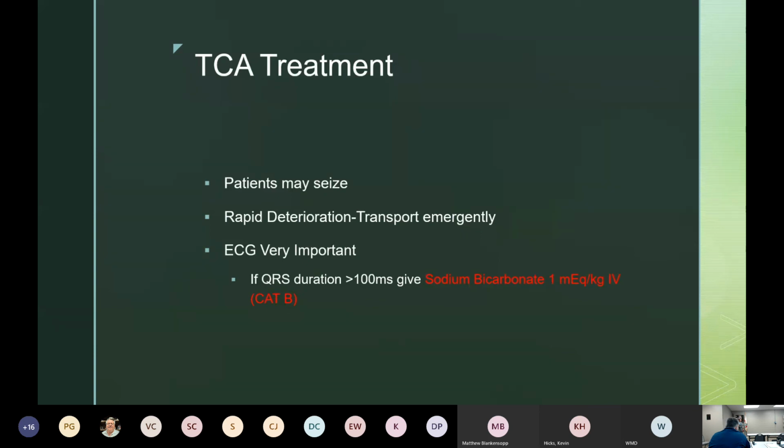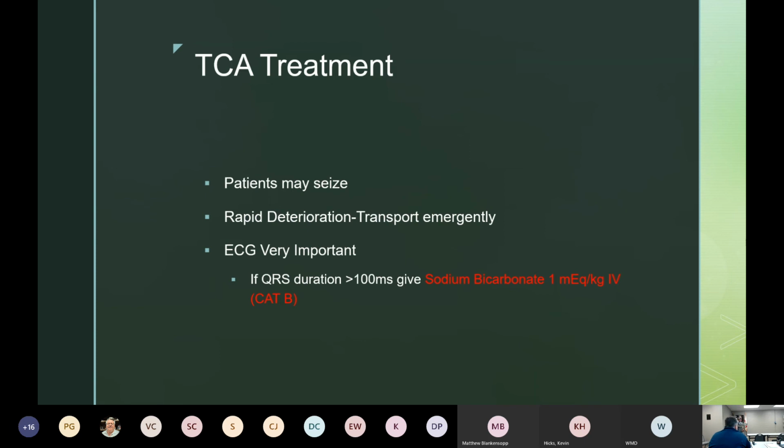If they seize, we'll treat the seizures with normal treatment, benzodiazepines. But really the thing we have to watch out for is that QRS, because you'll basically see it widen, and they'll go into VTAC and arrest. And then once they arrest, they'll become more acidotic, and it's just a circle that is hard to get out of at that point.